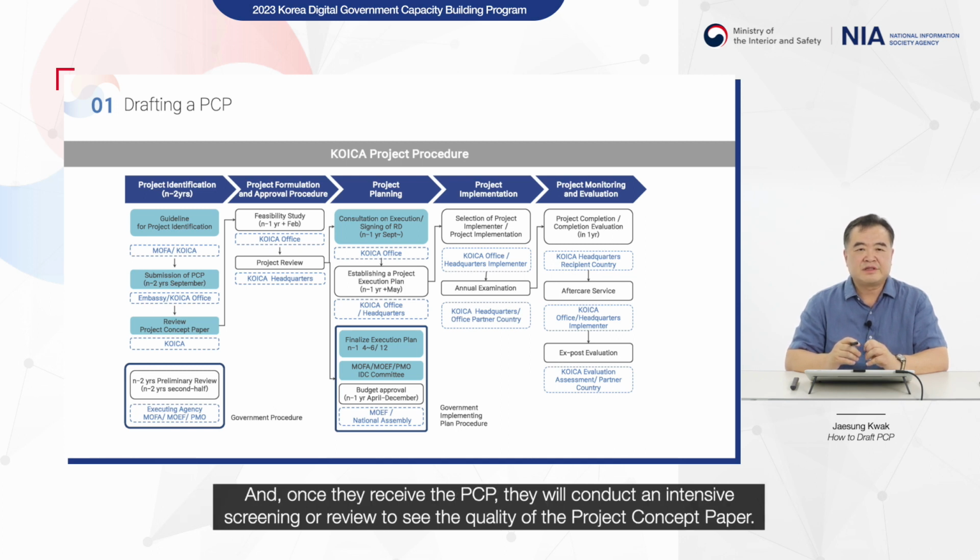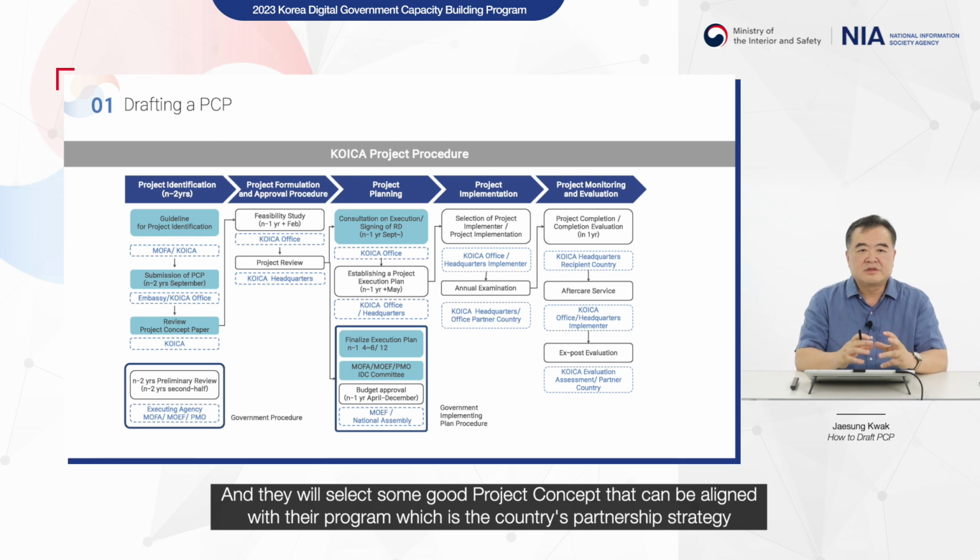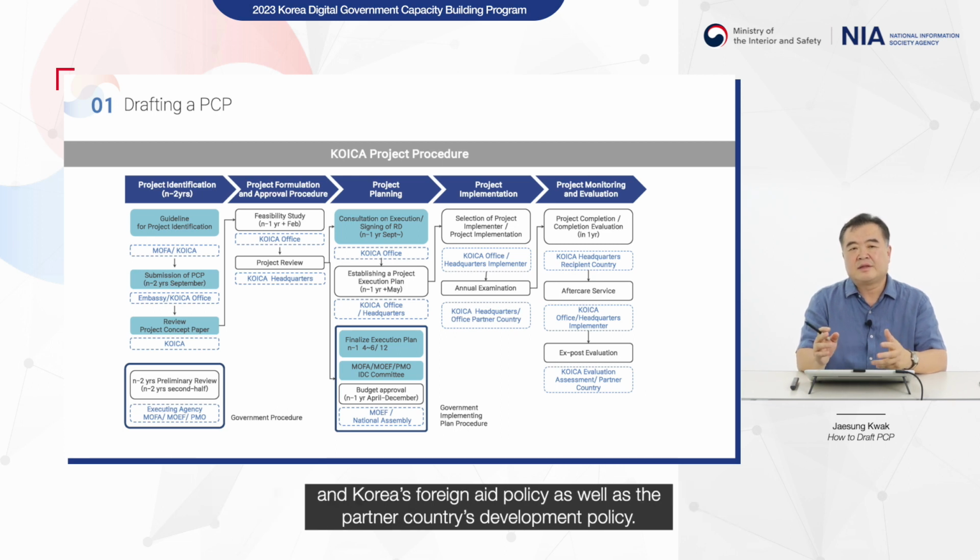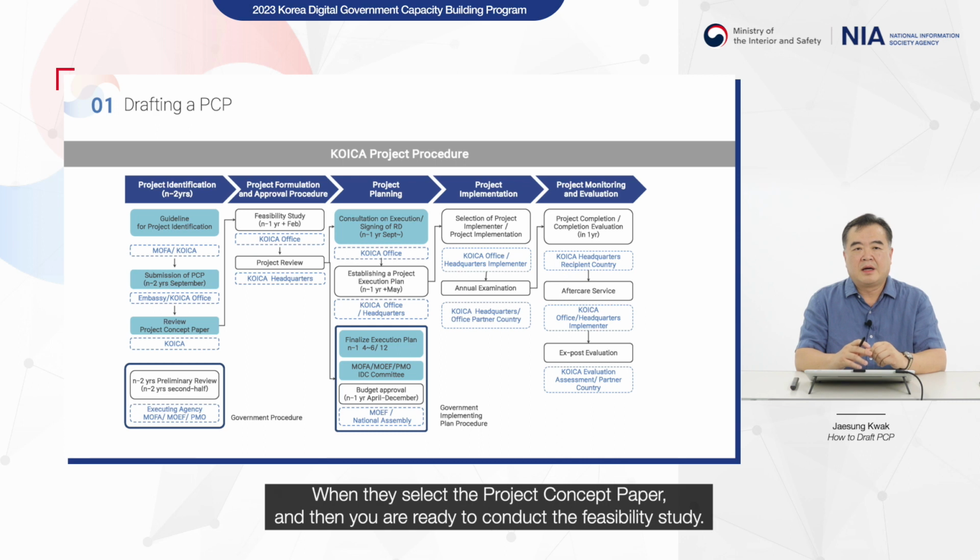And once they receive the PCP, they will conduct an intensive screening or review to see the quality of the project concept paper. And they will select some good project concepts that can be aligned with their program, which is the country partnership strategy, and Korea's foreign aid policy, as well as the partner countries' development policy. When they select the project concept paper, then you are ready to conduct a feasibility study.